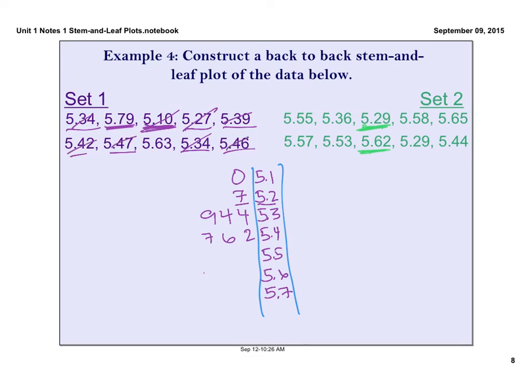The next one would be 5.5. Now I don't have any 5.5s in this data set. So I'm going to skip that stem. Resist the urge to put a 0. There is no data in that set, so you put no leaves. No data means no leaves.